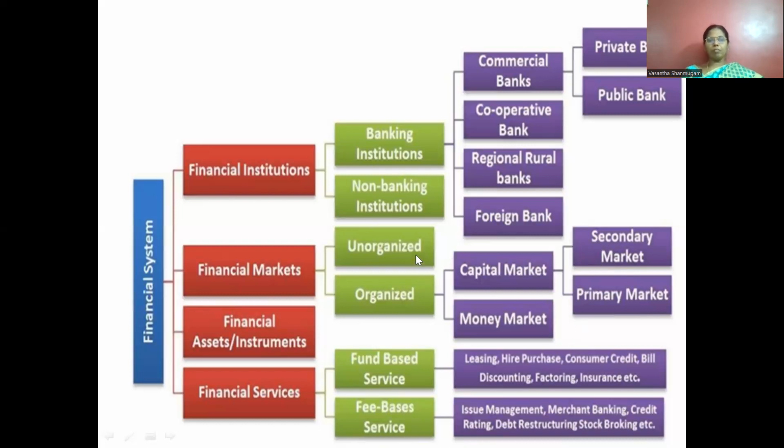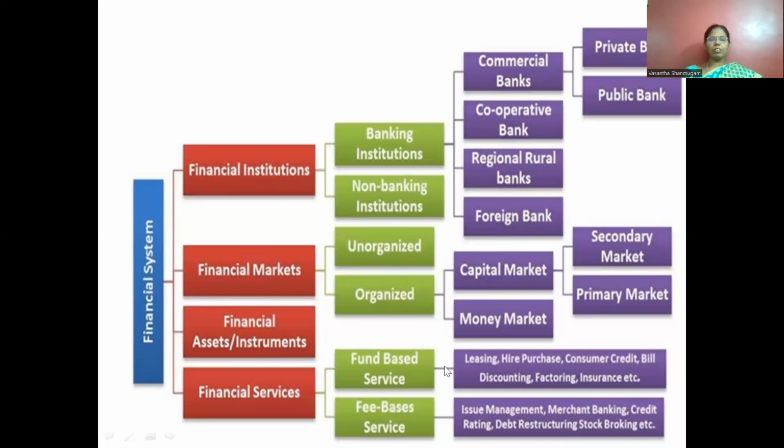So there is unorganized and organized. Organized is divided into capital market and money market. The money market is a very short-term market. So the organized market is divided into capital market and money market. Then again the capital market is divided into secondary market and primary market.